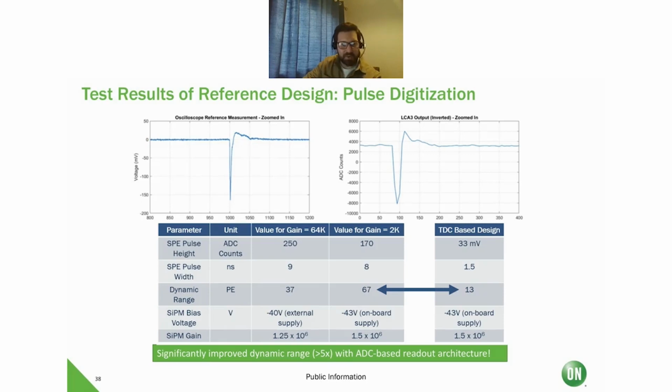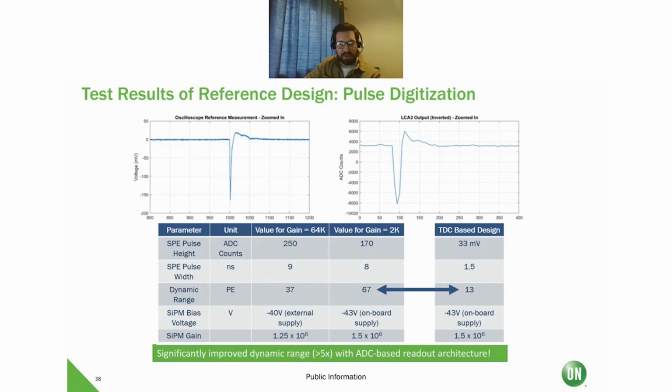And now what we also did was looked at the single photon pulse height. This was a measurement done in the dark. So we looked at the single photon response from the dark noise of the SiPM. And we compared that for two different gain settings, a gain of 64K and a gain of 2K on the TIA front end. The gain of 2K, as per the simulations, offers the best dynamic range. And we compared all those measurements to our current TDC-based reference design.